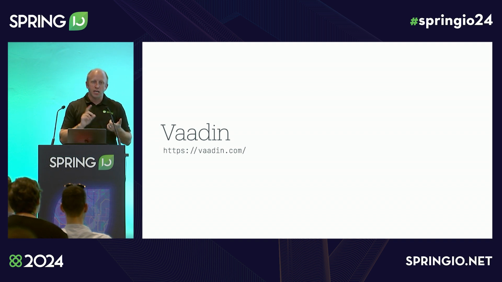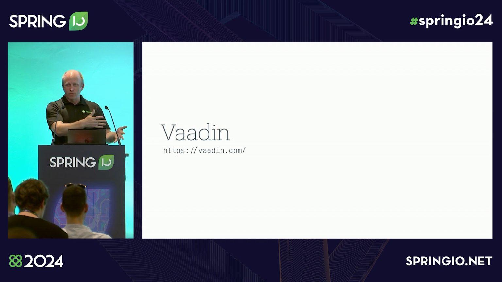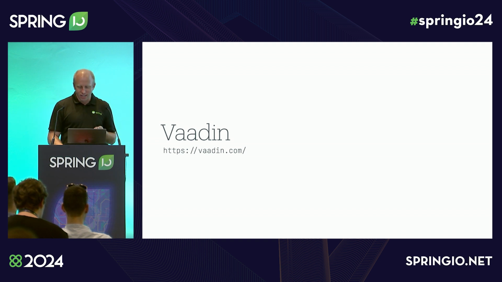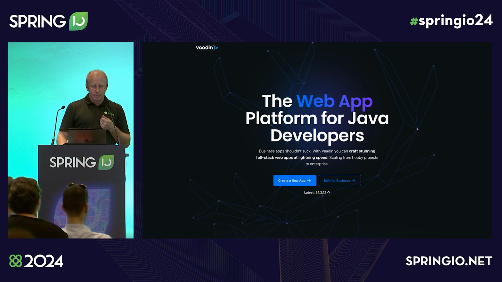So the requirements, JDK 17. We need to be on at least 17, which is okay, because we're writing Spring Boot 3 apps, so the baseline is JDK 17. If you head over there, you can learn more about this at vaadin.com.